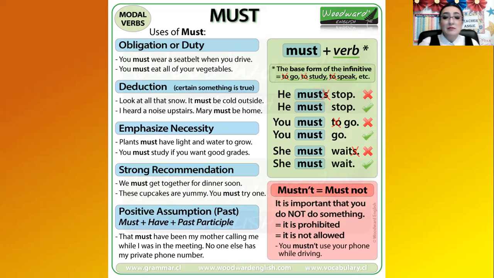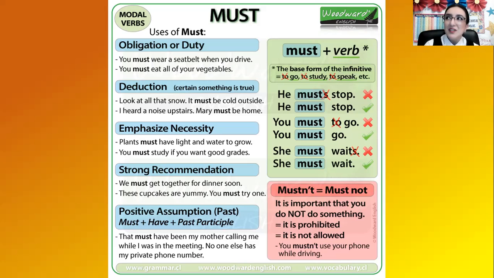Also, we are going to be using must for positive assumptions, but in the past. With your past participle, not in present, not in simple past. It has to be in past participle. I mean with the verb have. That must have been my mother calling me while I was in my meeting. No one else has my private number, my phone number. That must have been my brother watering the plants, because no one else loves the plants as he does.